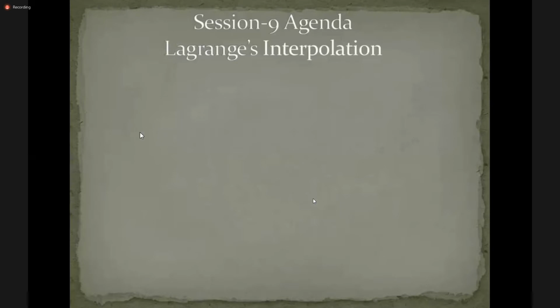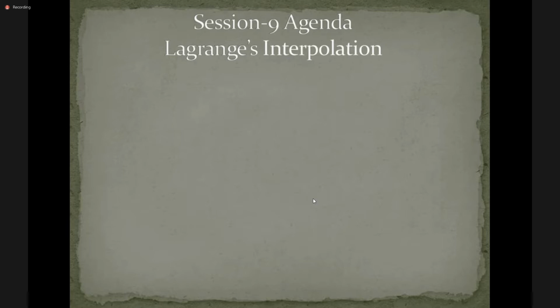Yes, that is what I'm explaining, Harsh: when to use Newton's forward and backward and when to use Lagrange's. We'll discuss it today, at the end of the session. It becomes clearer at that time, because you will have learned everything and you will know what the differences between them are. So see today's agenda.